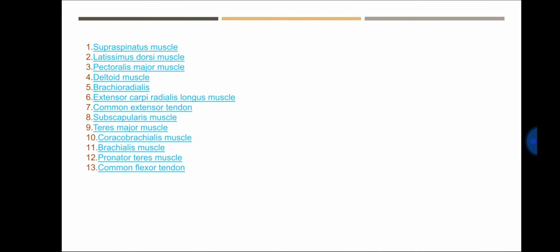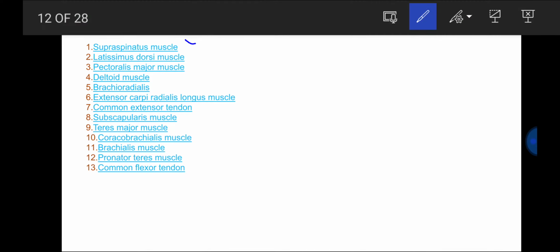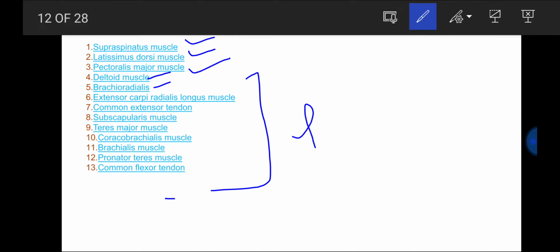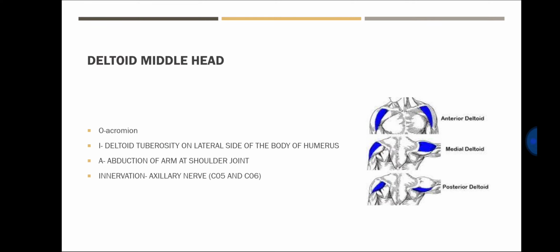So we are just taking some muscles of the humerus which are important and frequently asked in question papers. Here are supraspinatus muscle, latissimus dorsi muscle, pectoralis major, deltoid muscle, brachioradialis, and so on. All these muscles we are taking one by one.